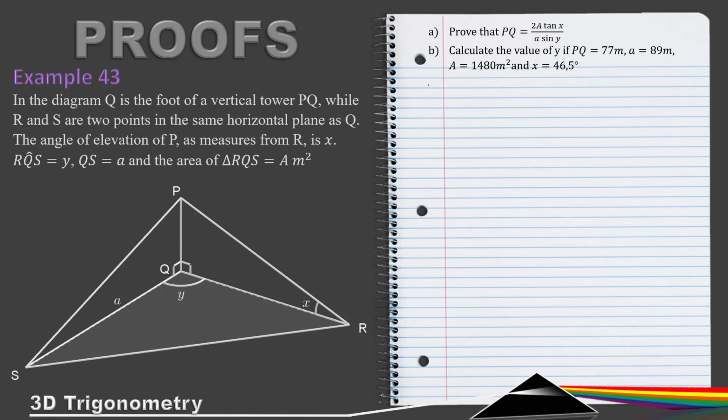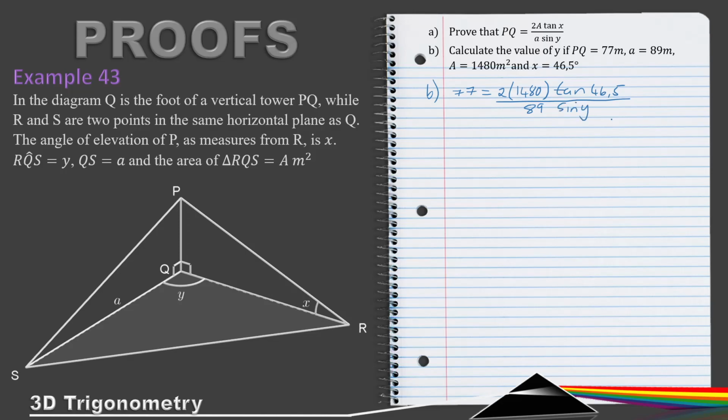So we're just going to clean the screen. Calculate the value of y if PQ is 77, A is 89, the area is 1480 and x is 46.5. Now we basically just substitute in the known values and solve for y. So let's start by substituting. We've got 77 is equal to 2 times area 1480 and then tan of 46.5, all over A, which is 89, and then sine of y.